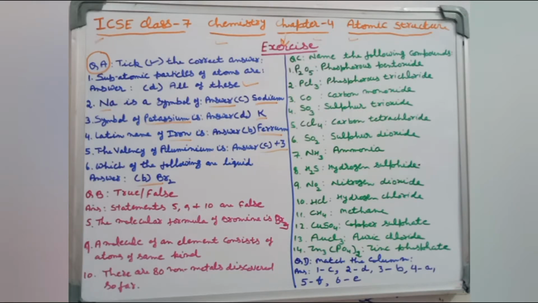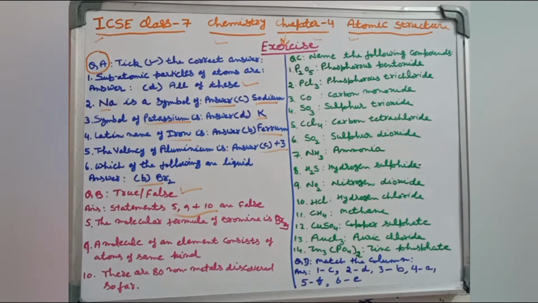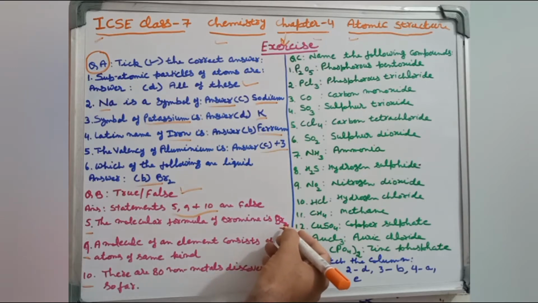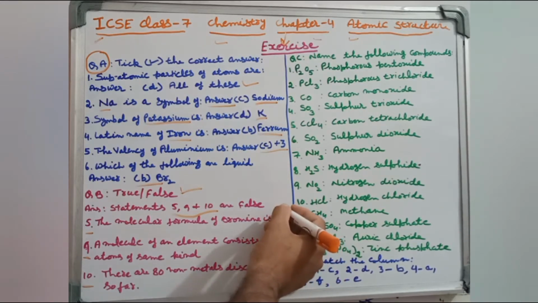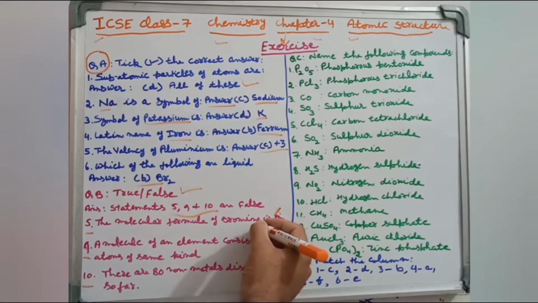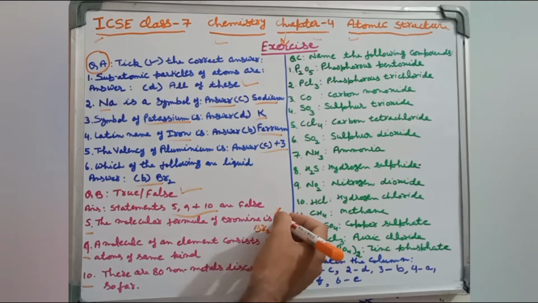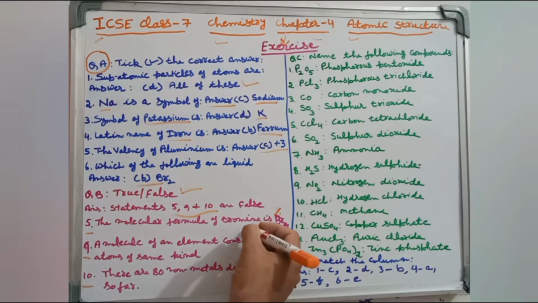Right? Now we move on to the next question, that is true false. Here 10 statements are given, out of which statements 5, 9, 10 are false. So we will rewrite them. No need to rewrite the other correct statements. So we are taking only 5, 9 and 10. Fifth: the molecular formula of bromine is Br3. No, this is not Br3, rather it is Br2. So we will write Br2 in place of Br3.